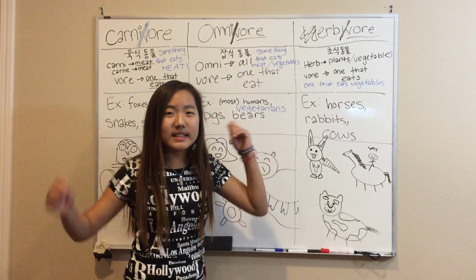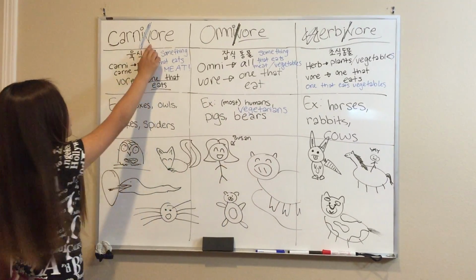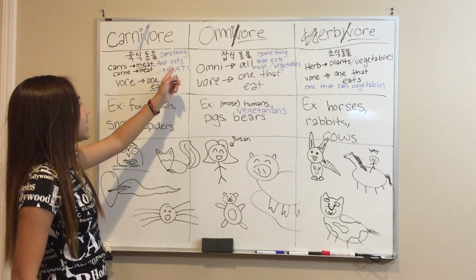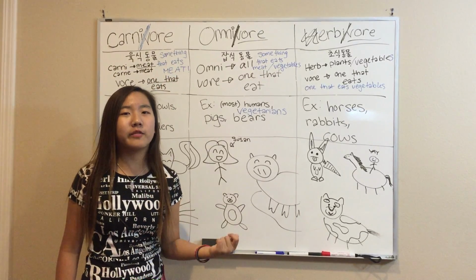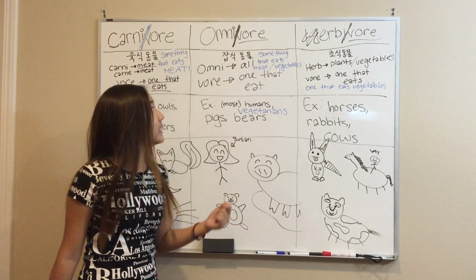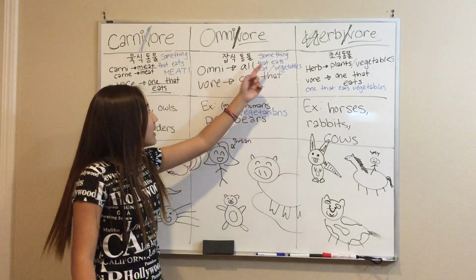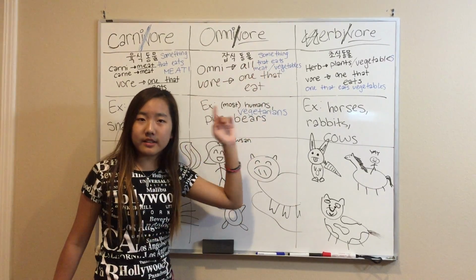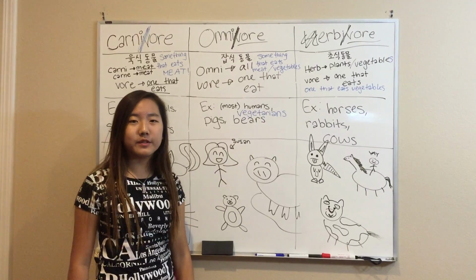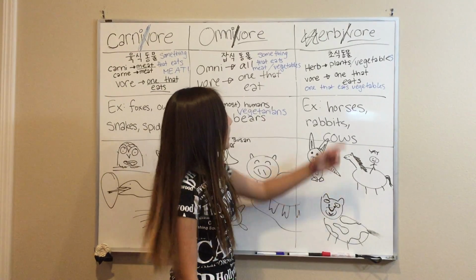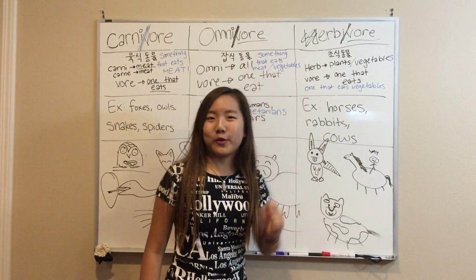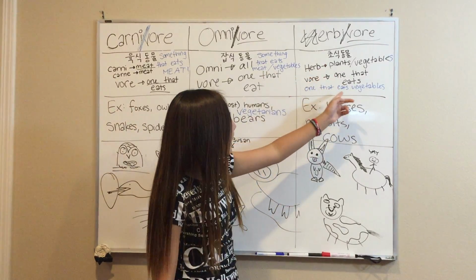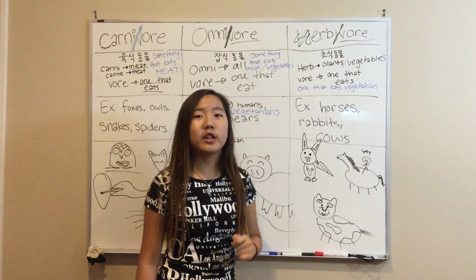Let's just applaud my terrible drawings. Beautiful. And let's have a quick review. So, carnivore, something that eats meat. Follow me, carnivore. Next, omnivore, something that eats both meat and vegetables. Follow me, omnivore. Lastly, herbivore, one that eats vegetables. Follow me, herbivore.